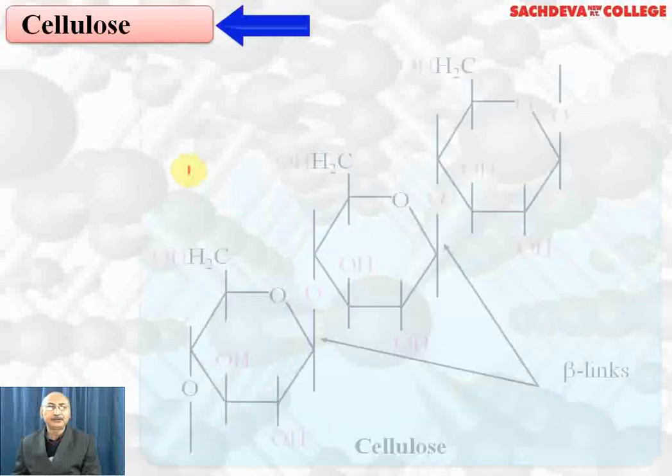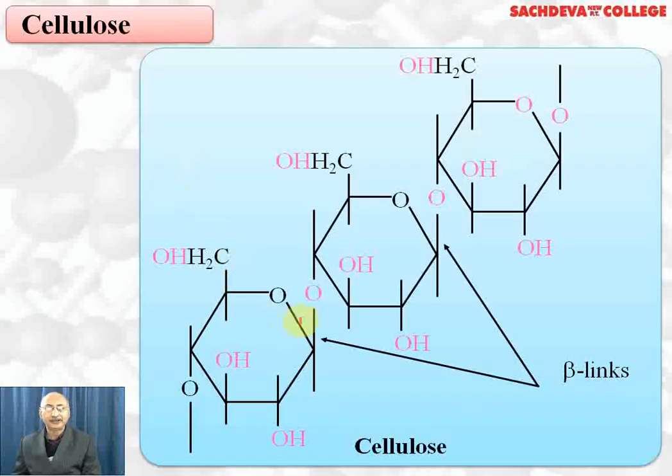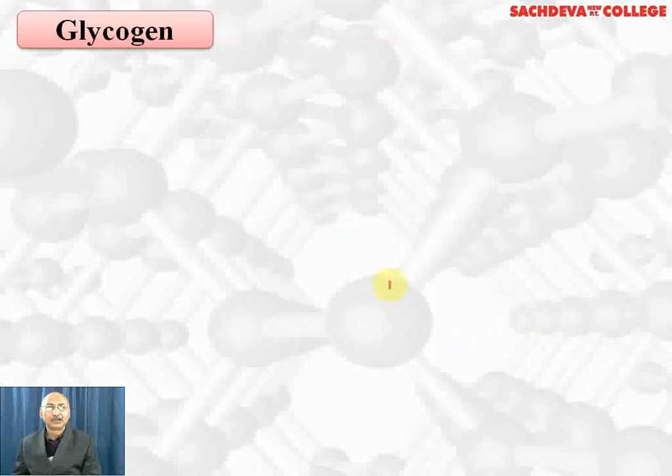Next we have cellulose. Cellulose is a polysaccharide which has glycosidic linkage between beta glucose units. So it is a linear polymer of beta glucose. It has beta links, whereas starch was having alpha links. The monomer of cellulose is also glucose. There are beta glycosidic linkages of beta glucose. It's a polymer of beta glucose.